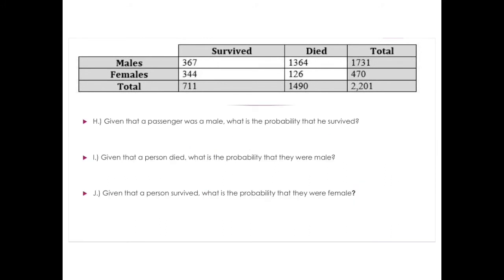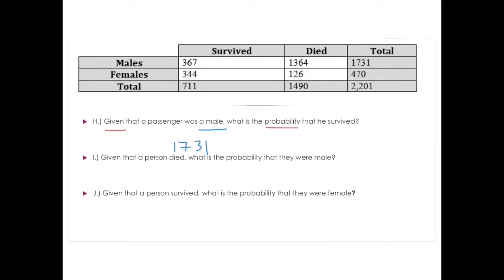All right, for these three questions, we now have to find the probability that something happened, and we have one more new term, the word given. So given means we are restricting the amount of people we're looking at. So given that the passenger was a male, that means automatically I'm just looking at the total males. So there are 1,731 males.